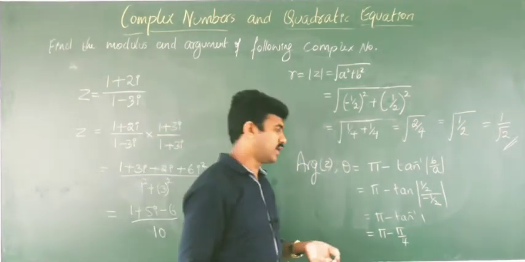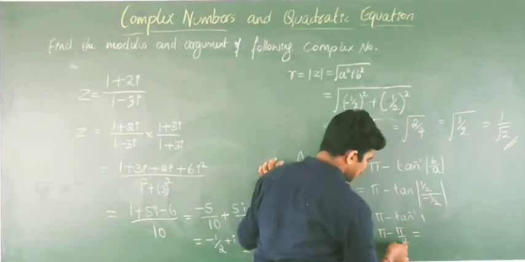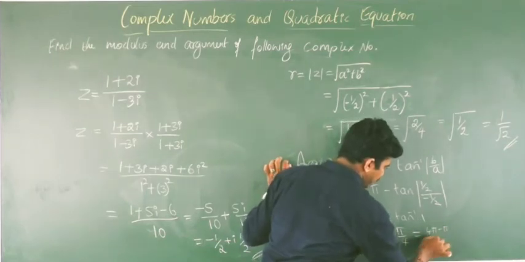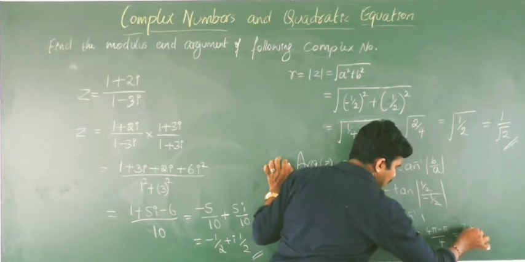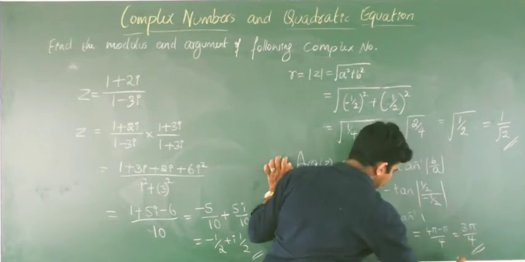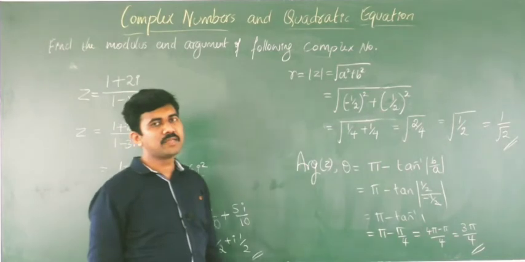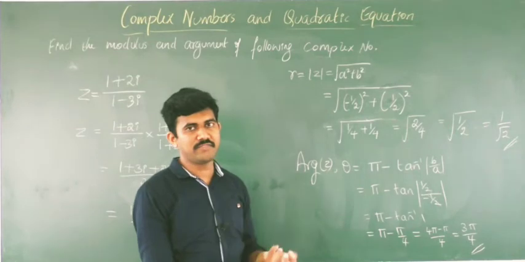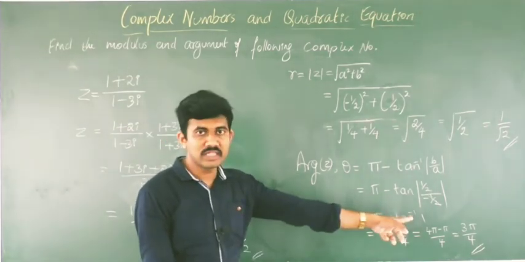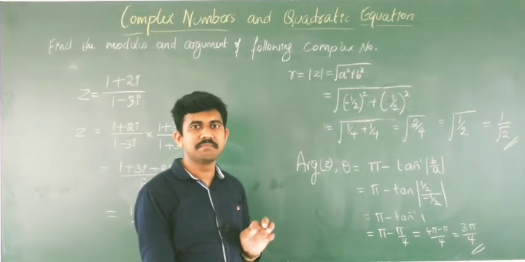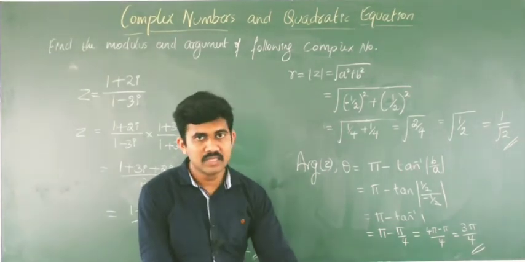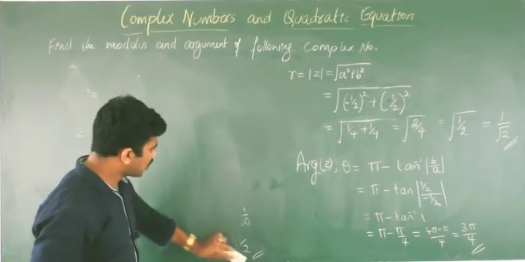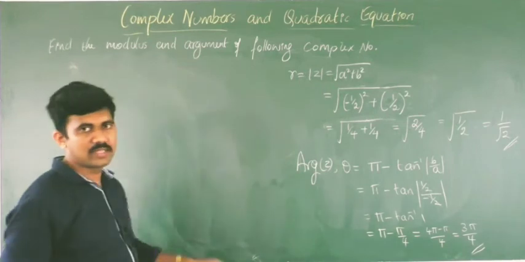So, this can be written as 4 pi minus pi, divided by 4, or this is nothing but 3 pi by 4. 3 pi by 4 means what? It is nothing but from 180 degree you have to subtract 45, means 135 degree. 135 degree is the argument here. Okay, that is the argument. So very easily you can solve such questions, to find the modulus and argument of a given complex number.